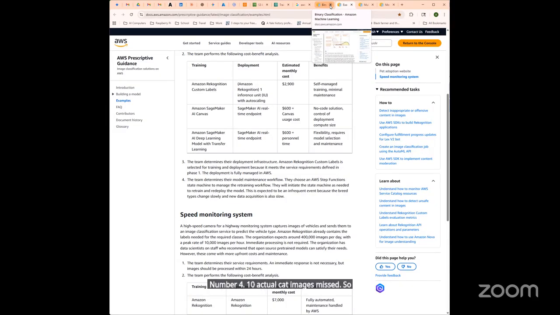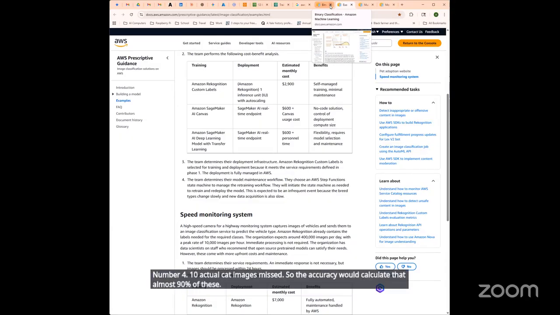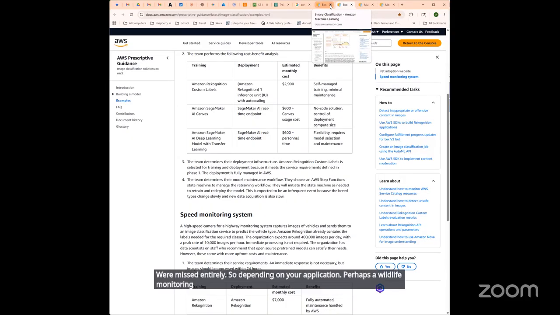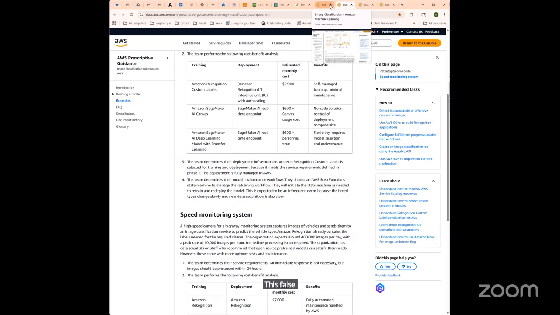So the accuracy would calculate to almost 90%, which would sound great. However, the confusion matrix would reveal that 10 cats were missed entirely. So depending on your application, perhaps a wildlife monitoring system, this false negative rate might be unacceptable despite high overall accuracy.